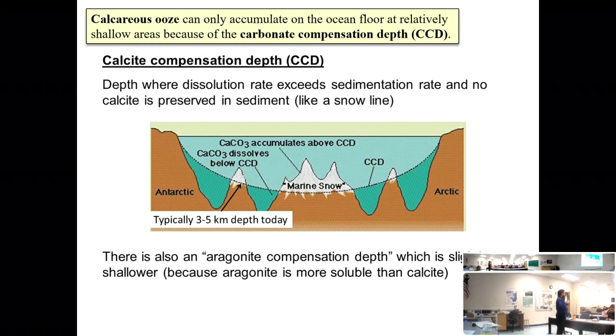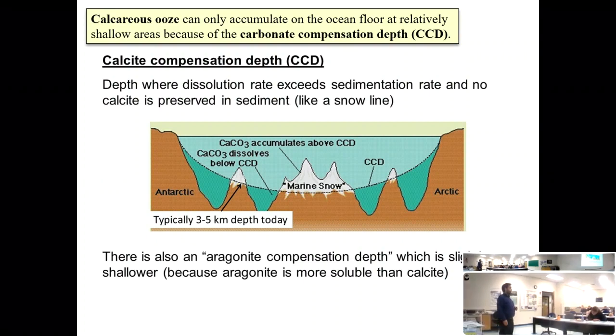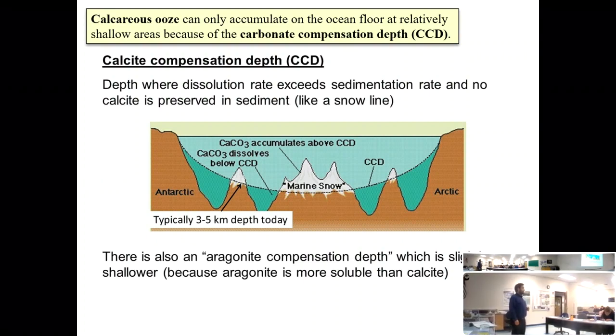Below the CCD, the calcite compensation depth, there's so much carbonic acid in the water because of the pressure that calcium carbonate cannot accumulate. Does that make sense to everybody now? So you see why I had to do all these demonstrations, because otherwise it would be a really weird idea. What can't accumulate? Calcium carbonate can't accumulate. More specifically, calcite can't.